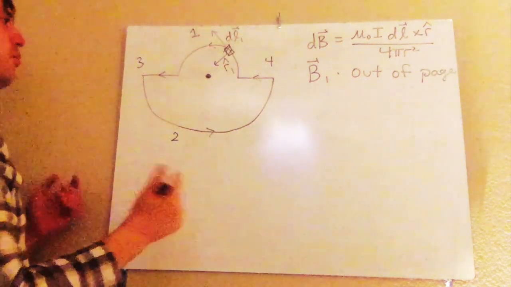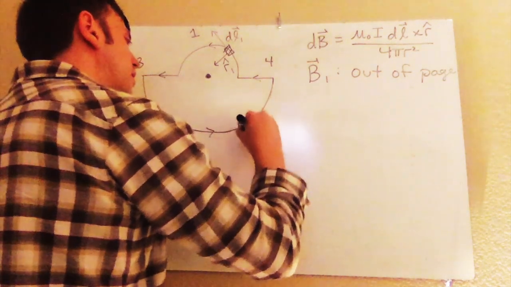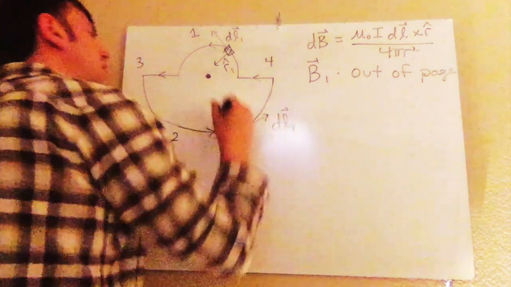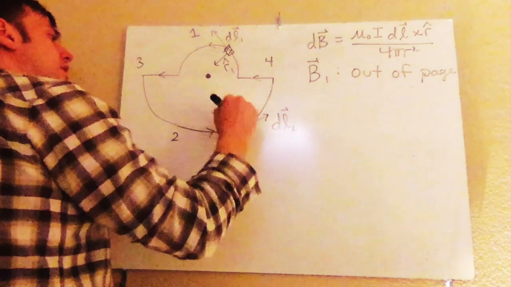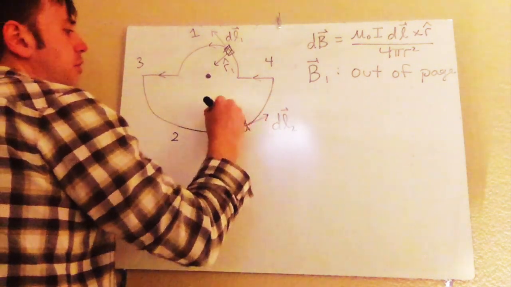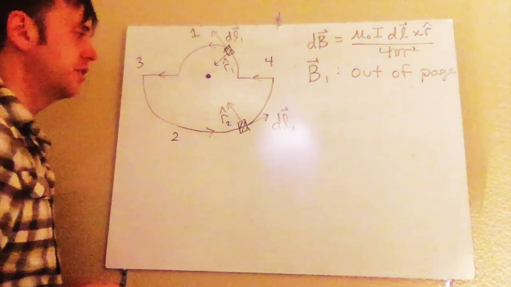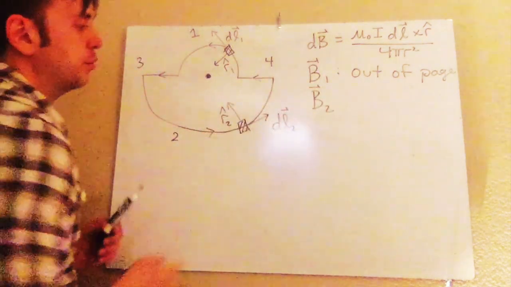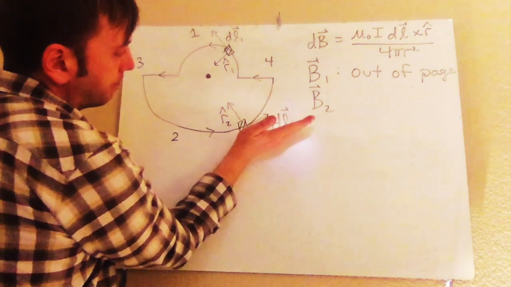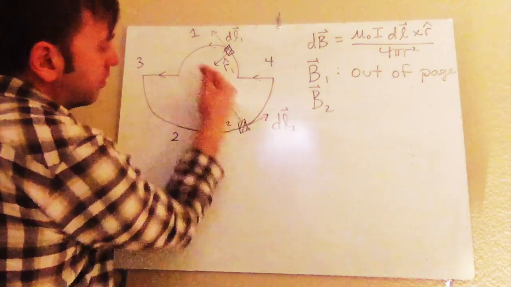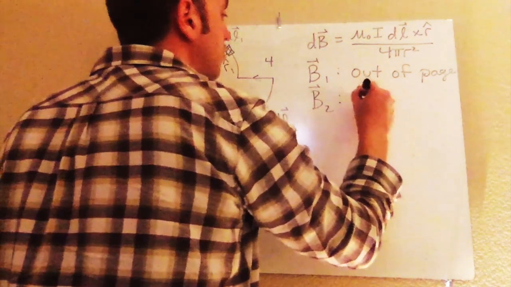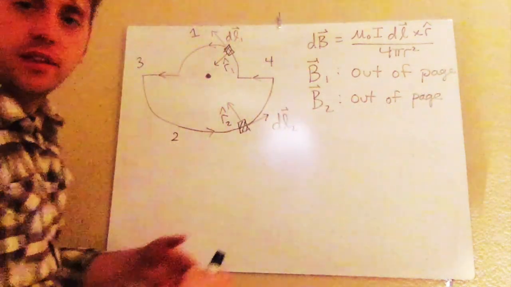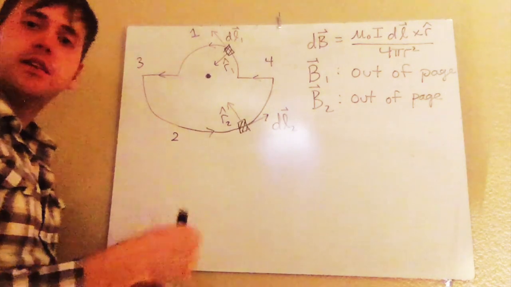Okay, so what if we do segment number 2? This would be one of the current elements. Let's call that dl2. A vector pointing from that current element to that point is r2, or r2 hat for the unit vector. If we do the cross product with the right-hand rule, we have dl going this way, curl my fingers in the direction of r, and my thumb is pointing once again out of the page. So these two magnetic fields, B1 and B2, complement each other. They're both going the same way, so we'll add them together.